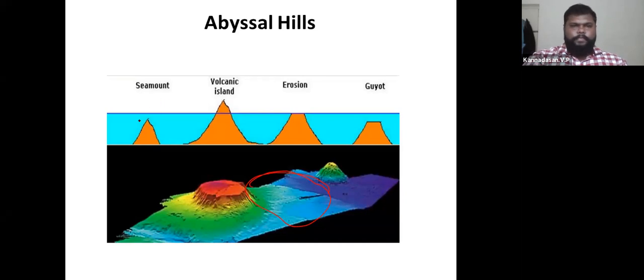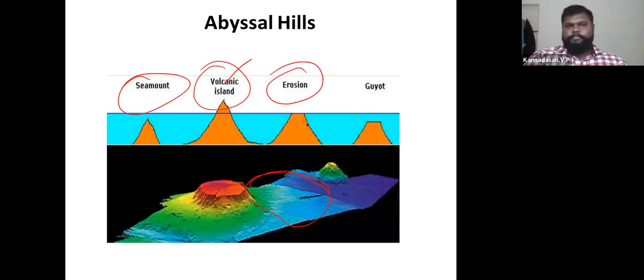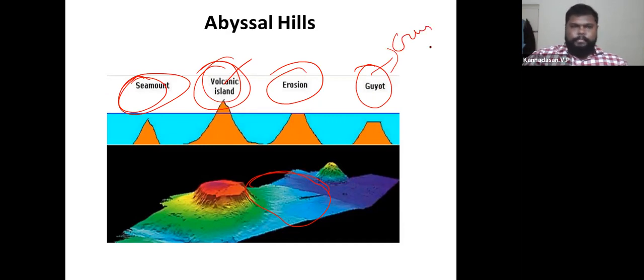Here you can see certain features like a sea mount. Simply, a mountain under the sea is a sea mount. Then volcanic islands; a volcanic island is basically an island formed because of volcanic eruption. Then with erosion, a guyot is formed. A guyot is a sea mount or a volcanic island eroded by the action of the sea, or a guyot is a tabletop sea mount.